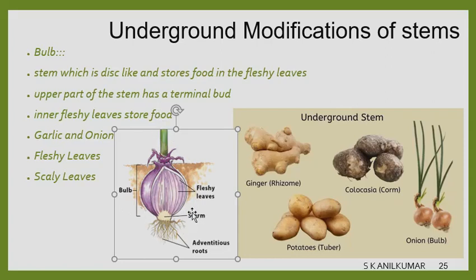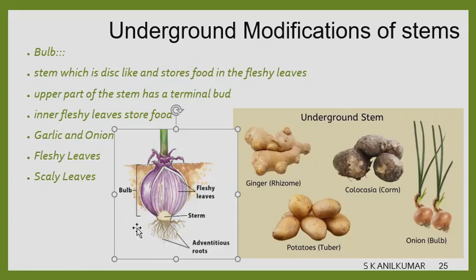Inner fleshy leaves are for storing food. The upper part has the terminal bud which grows into the shoot. Onion or garlic are the examples. There are also scaly leaves on the outside to protect the inner fleshy leaves. All together is called the bulb.